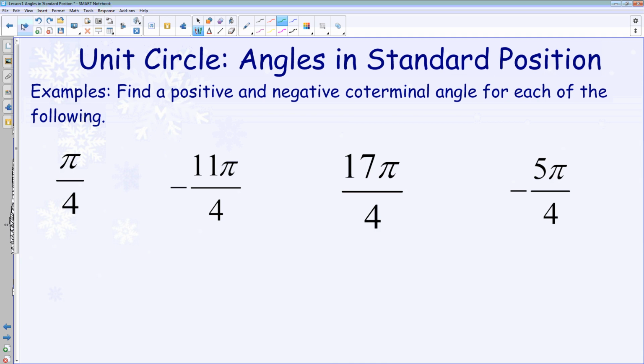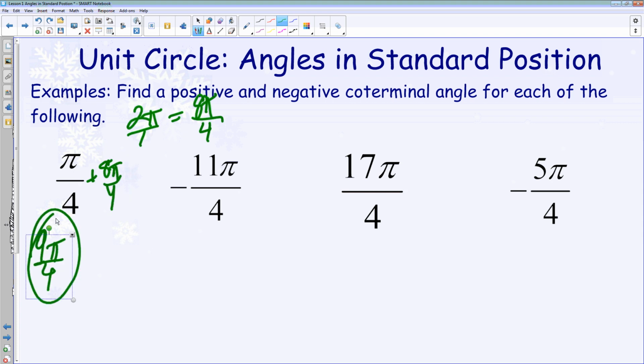Then we can also find our coterminal angles, positive and negative. So remember, this time we're in radian form, so we're going to add or subtract 2 pi. Since we're dealing with pi over 4, we only want to add fractions that are over 4. So to change from 2 pi over 1 to something over 4, that something's going to be 8 pi over 4. So if I add 8 pi over 4, I get 9 pi over 4 for my positive coterminal. And if I subtract 8 pi over 4, I get negative 7 pi over 4 for my negative coterminal.